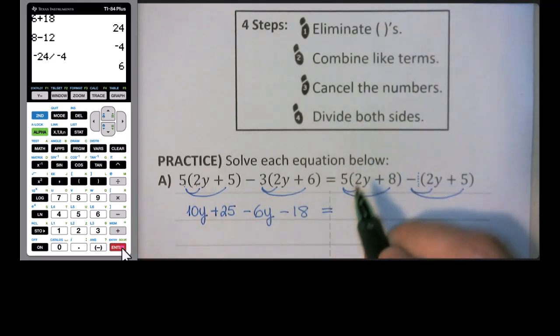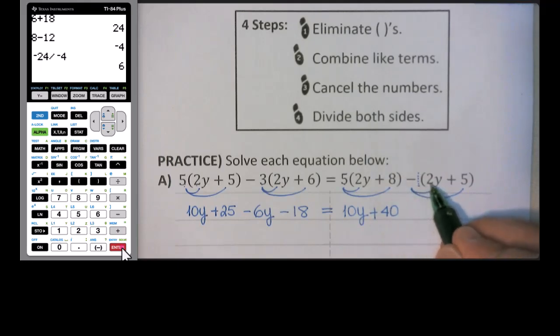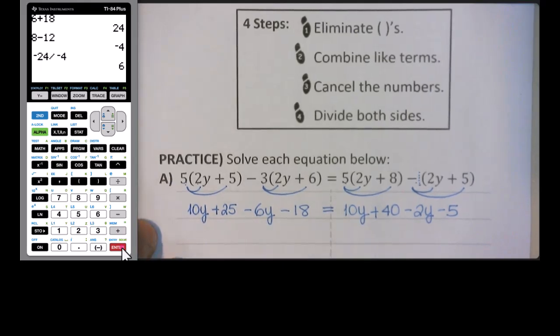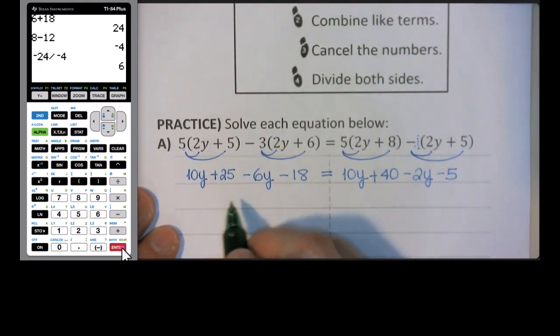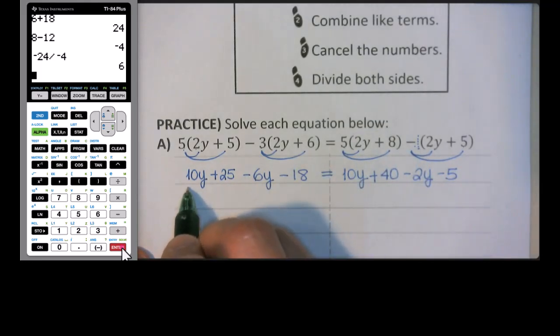Now, 5 times 2y is 10y. 5 times 8 is 40. Negative 1 times 2y is negative 2y. And negative 1 times 5 is negative 5. Please remember, if you're seeing that you missed a sign, make sure you enter the right information in the calculator. Okay? Once you eliminate parentheses, you will no longer have parentheses, so now it's time to combine.